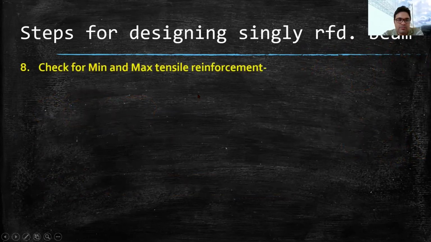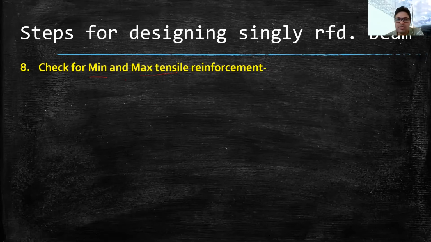So now moving to the next step. In the previous step, we calculated the quantity of steel which we will be providing in the beam. Now in step 8, we have to make sure that the area of steel that we calculated in step 7 should be more than the minimum steel requirement and less than the maximum steel requirement as per IS code.